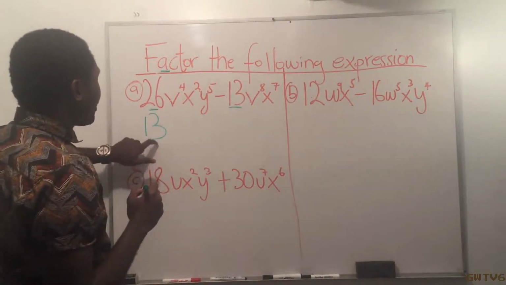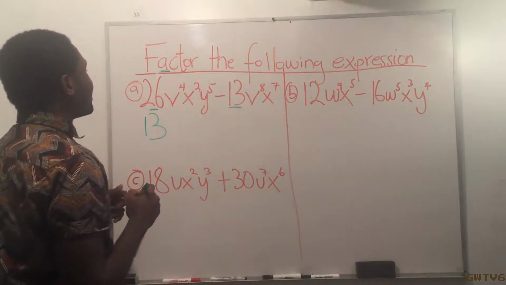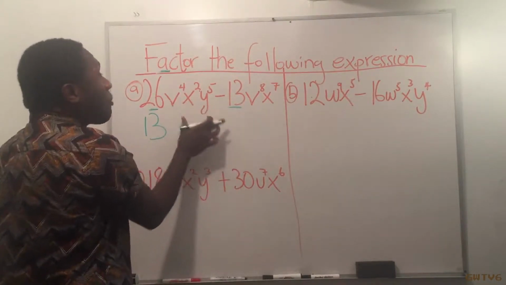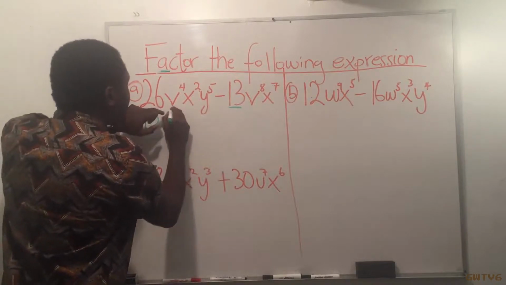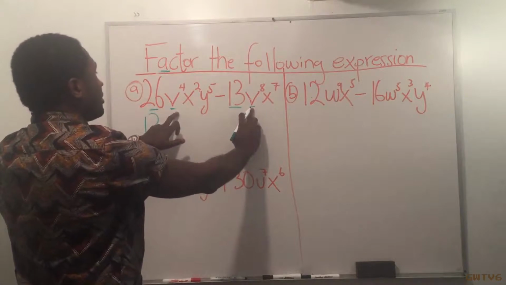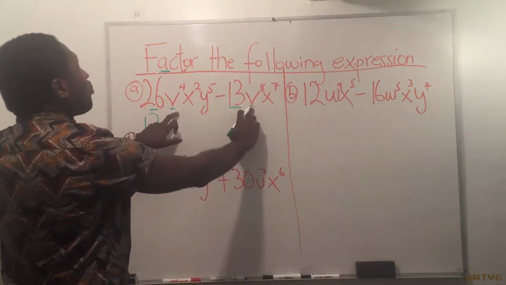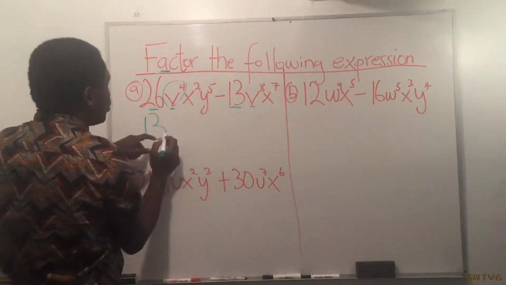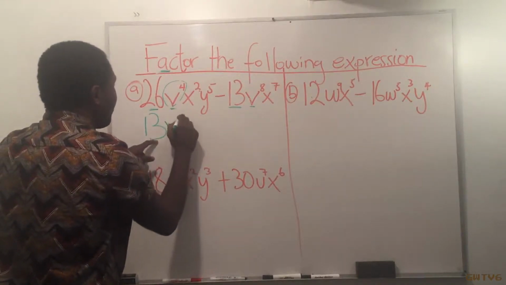And what else would join 13 outside the parentheses? I have to look at the common variables. So V is on this side and V is on that side. The V's are common right here. I pick the one with the lowest power, so I'm going to pick this one to join the 13. So I have V4.